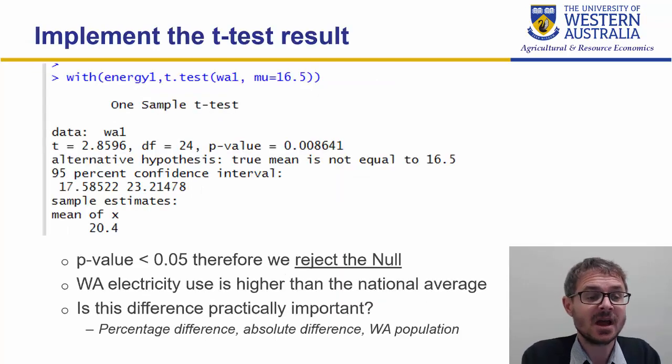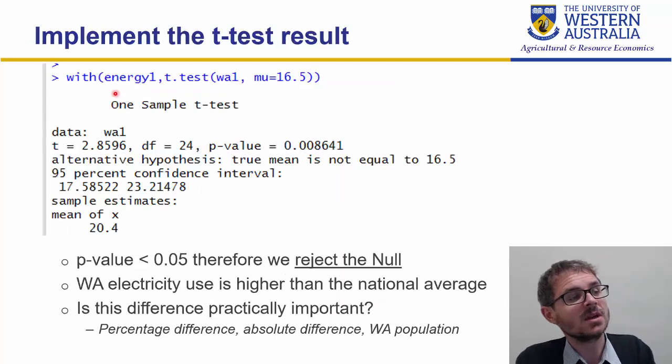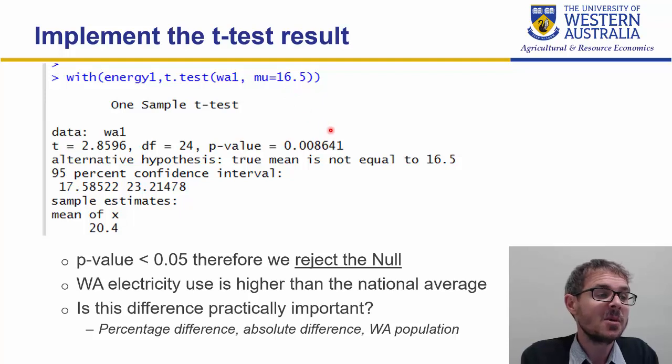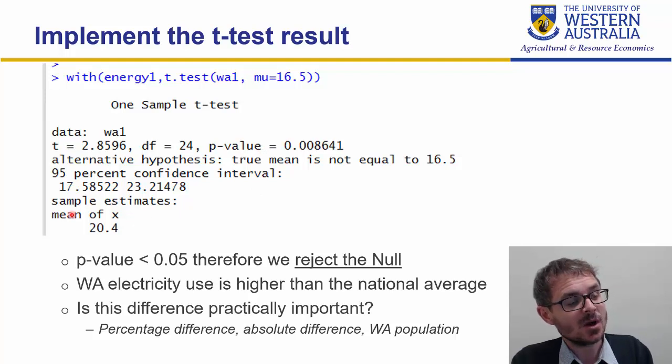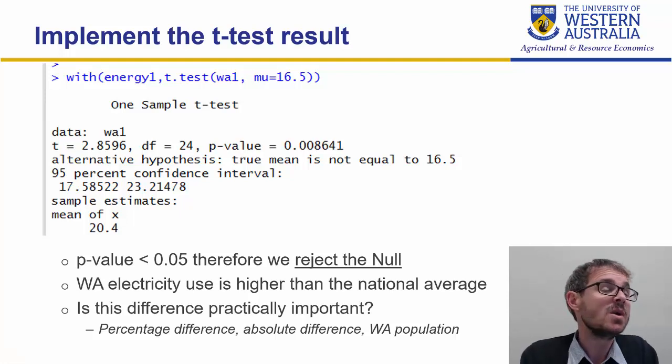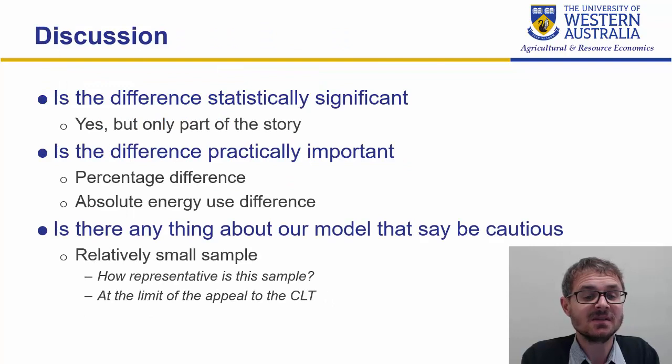We then implement our formal test. You can see, and I've called it here the energy 1 data, we apply the t-test to the variable WA1, because that's the way it's indexed in the data set, and test it against a mean of 16.5. P-value less than 0.05, so we reject the null. We know that our sample mean is 20.4, which is above our 16.5. So we know that WA electricity consumption is above the national average. There's something structural about us being above that. So we have found what we would say is a statistically significant difference.